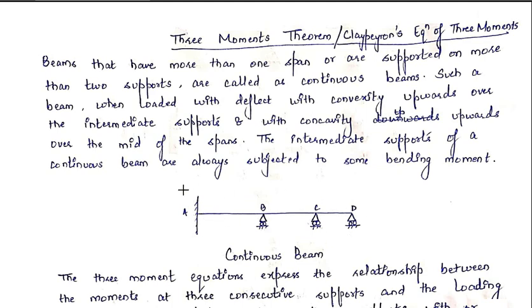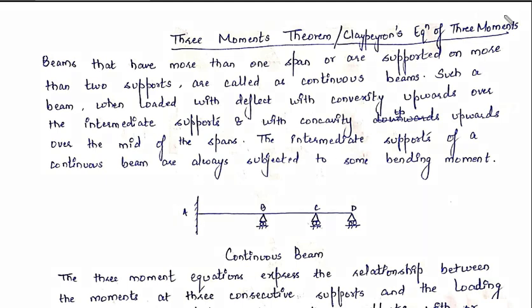supports. Now, if you look at this diagram or this example, you will see that in this beam AD, it has more than one span, AB, BC, and CD. Moreover, it is supported on more than two supports, A, B, C, and D. Therefore, such types of beams are known as continuous beams.